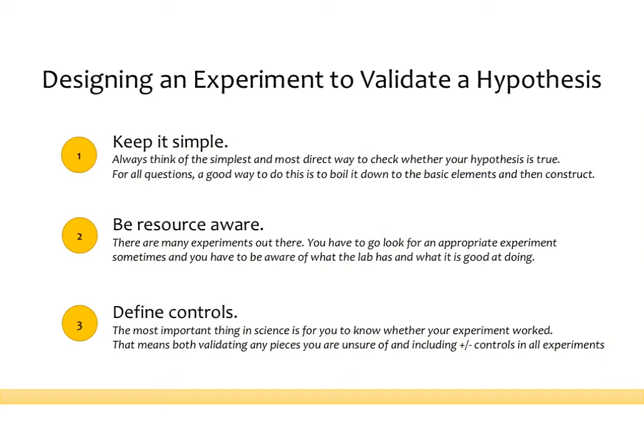Now that we've talked about how to create a good hypothesis, let's talk about how to design that experiment to validate your hypothesis. So let's just start with some basic principles that should go into your validation design. The first thing is to keep it as simple as possible. The first experiment to validate your hypothesis should be the simplest and most direct way to check if your hypothesis is true or not. For all questions, a good way to do this is to simply boil it down to the most basic elements and then construct, moving forward from there.